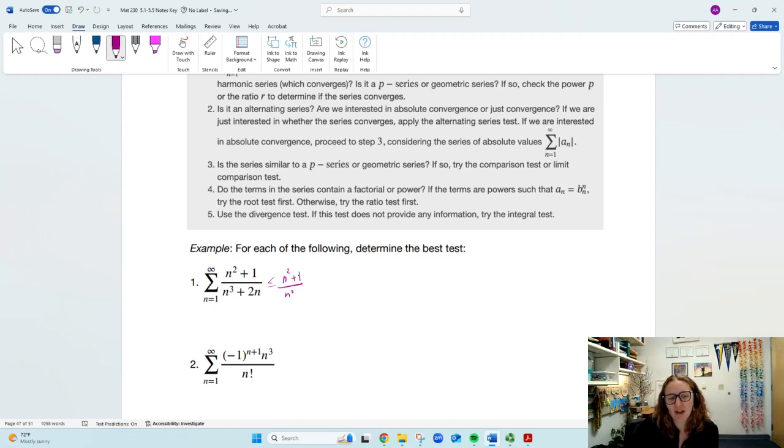I don't really care that I found something that is divergent here, but I have something I'm trying to compare it to that's less than it. It doesn't make sense. I would want that something that I'm comparing it to be larger than. So my comparison test right here just didn't really work out.